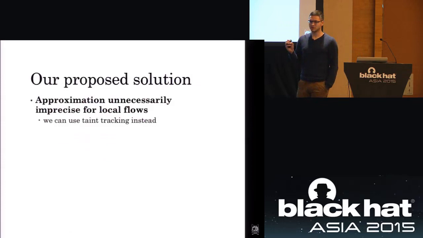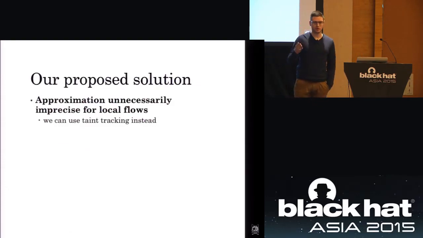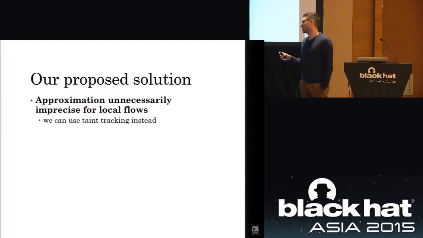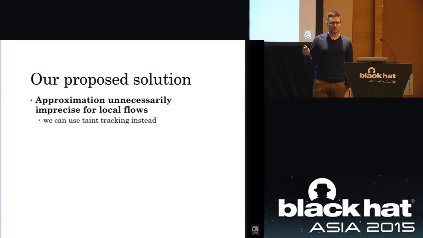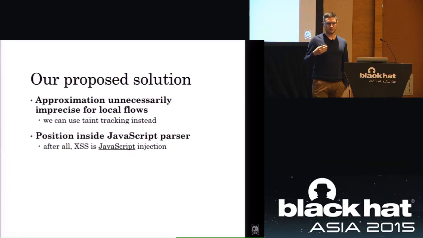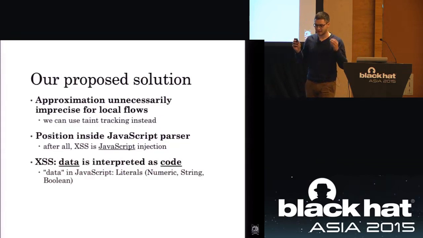The approximation using string matching is unnecessarily imprecise for flows that occur purely on the client side. We have taint tracking in place. So let's use the taint tracking and pass the taint through the whole execution path of the application, all the way down to the JavaScript parser, where we can say, okay, we have this string that is tainted, and now we can apply some policy. Again, abstracting XSS means that data is being interpreted as code.